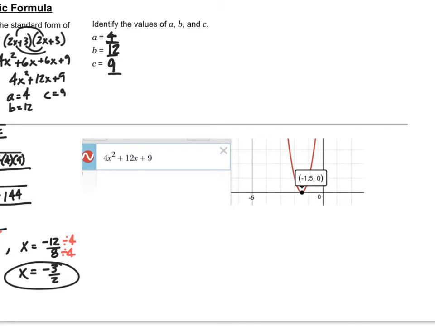Okay, so what we see here is that if we take this quadratic and graph it, we want to look to see where we hit the x-axis. And we hit it at negative 1.5, which is precisely what we got here. So that's what we're looking for. So you can always check this graphically.